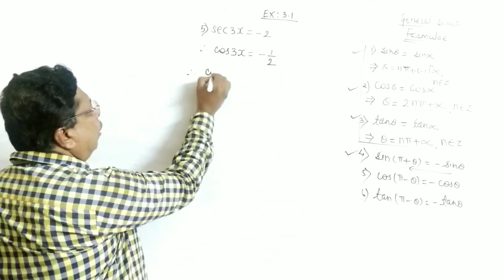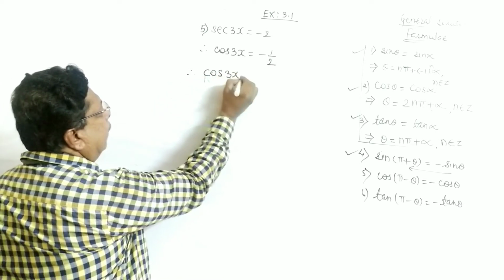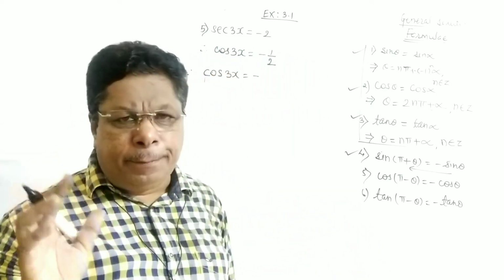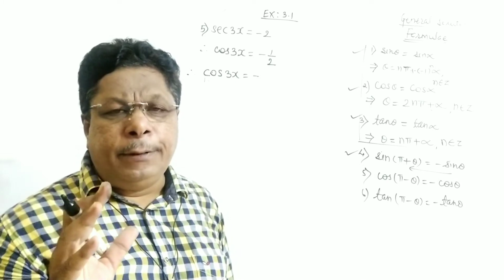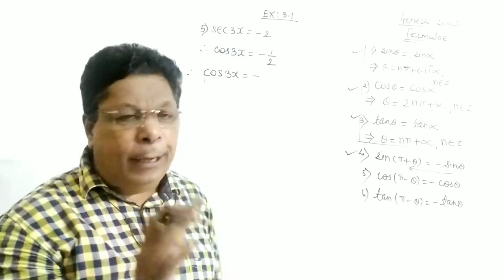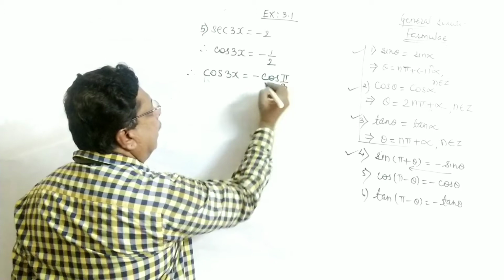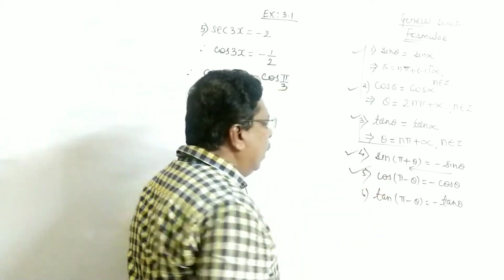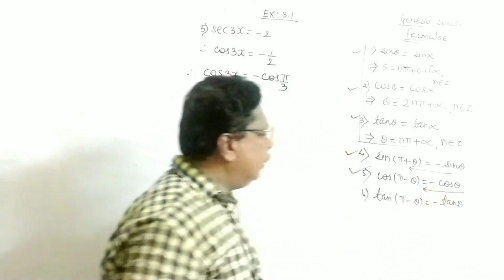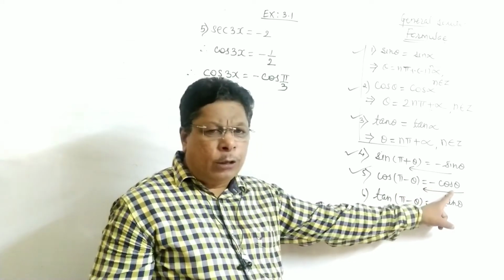Okay, so cos 3x is equal to minus, for which angle is cos theta half? Cos 60 degree is half. 60 degree means pi by 3. So half can be replaced as cos pi by 3. And now use this formula: cos of pi minus theta equal to minus cos theta. Apply the formula in reverse. If we take theta is equal to pi by 3, it becomes minus cos pi by 3.